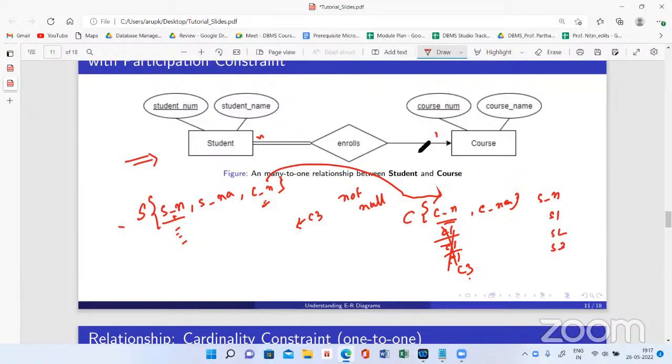These notations are universal, this double line is universal. There are other versions of notation also, but throughout the DBMS, our course will use this notation. Okay. So these are standard notations. Okay, sir. Thank you.